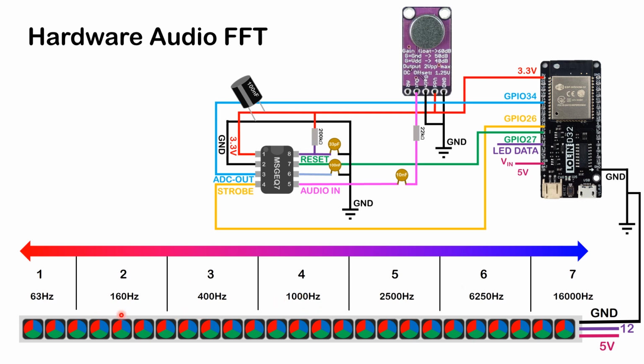Here again, we're going to sample the audio signal all the way from 20 hertz to 20,000 hertz on an Apple iPhone's headphone.